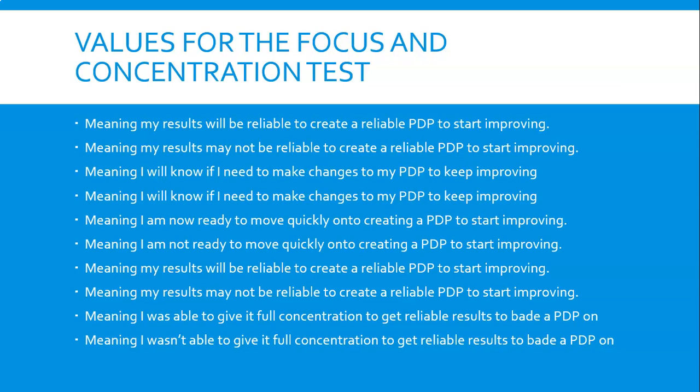Meaning my results will be reliable to create a reliable PDP to start improving. Now there's 2 answers which are the same here, which obviously is going to match up to one of the other ones, so it's not a mistake. There's meant to be 2 there to show you that if you chose these 2 things you can use the same answer twice for the value. Again, an increase in reliability. And meaning I was able to give full concentration to get reliable results to base a PDP on. Not to base a PDP on, but to base a PDP in, or the flip side of it. So there was an increase in concentration. So what increased, decreased, or maintained as a result?